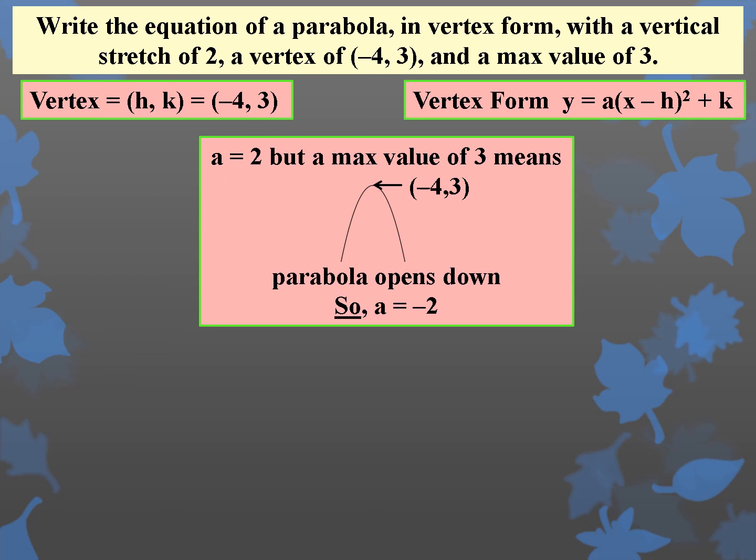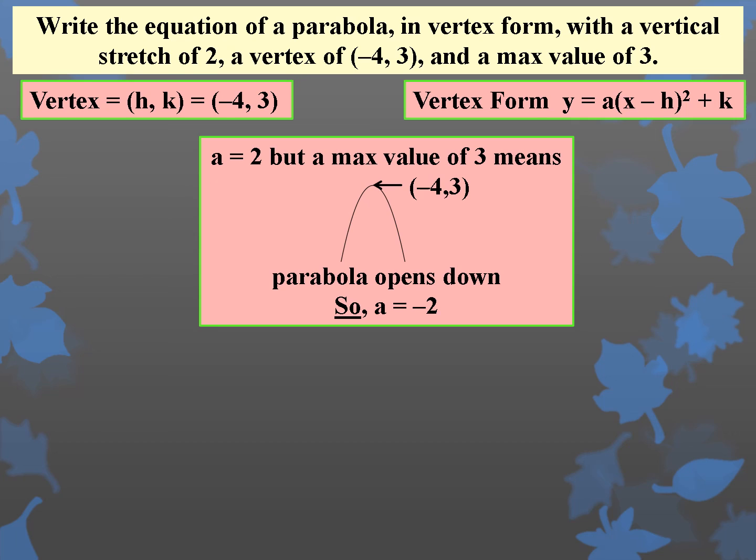So if they tell you you have a maximum value, that tells you your parabola opens down. If they tell you have a minimum value, that means it opens up, so A is positive. But if they tell you it has a maximum value, that means that your A is negative. Okay, now this isn't quite the same as the maximum over an interval.